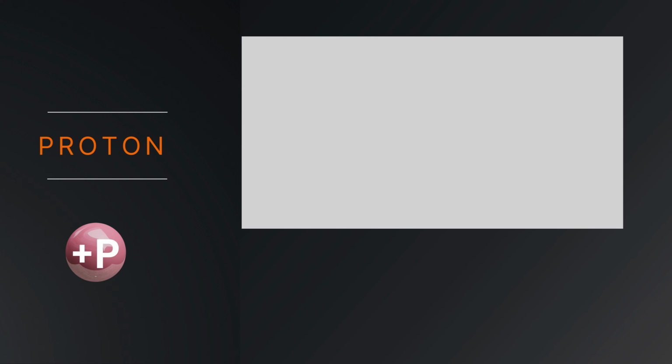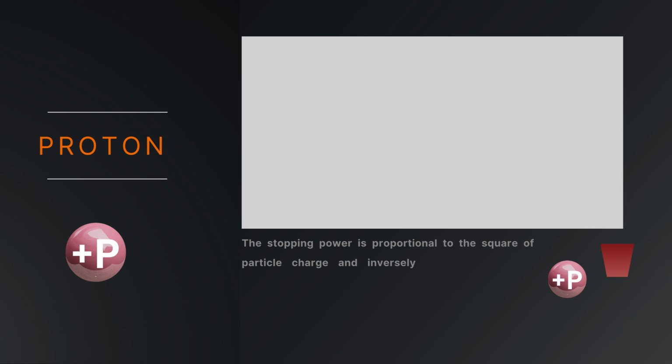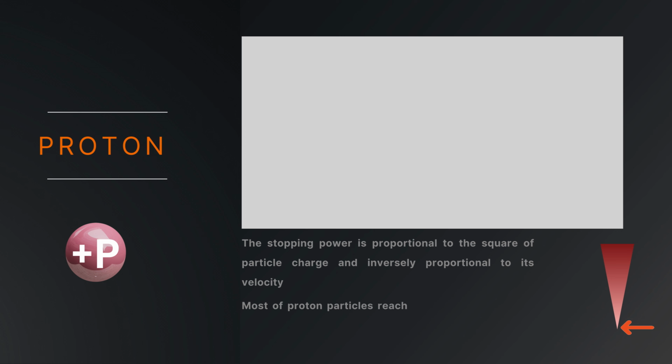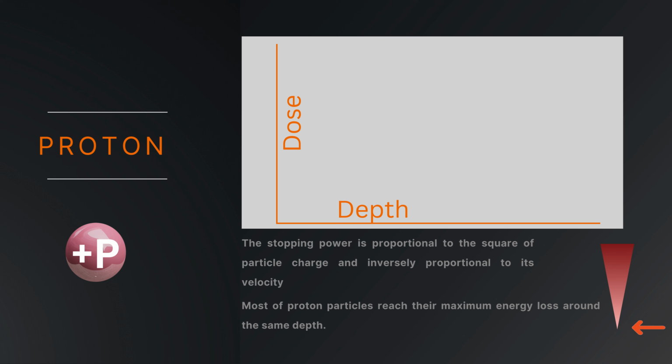As mentioned a few slides back, the stopping power is proportional to the square of the particle charge and inversely proportional to its velocity. The rate of energy loss per unit travel length increases as the particle loses energy and slows down. So, the rate of energy loss reaches its maximum near the end of the particle's range as its velocity approaches zero. Because the proton scatters at a small angle, most proton particles reach their maximum energy loss around the same depth. This curve shows the percentage depth dose curve for a monoenergetic proton beam.